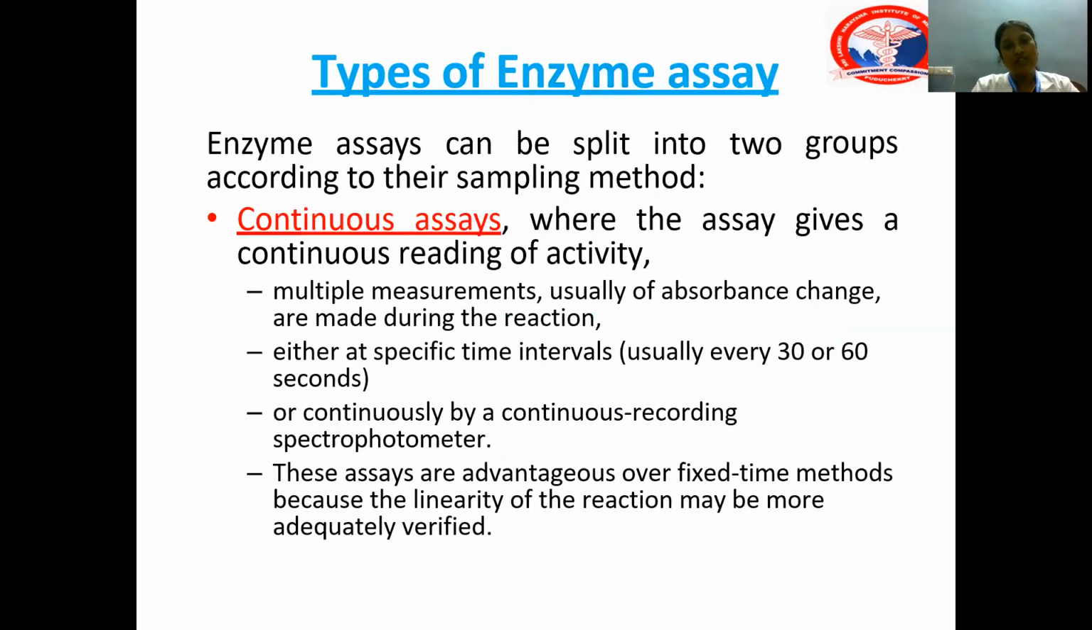So what are the types of enzyme assays? Enzyme assays can basically be split into two groups according to their sampling method. The first one is the continuous assay and the second one is the discontinuous assay. So what are continuous assays? Continuous assays are those where the assay gives a continuous reading of activity. Multiple measurements, usually of absorbance, are made during the reaction. That is, we are measuring the change in absorbance at multiple time intervals during the reaction time.